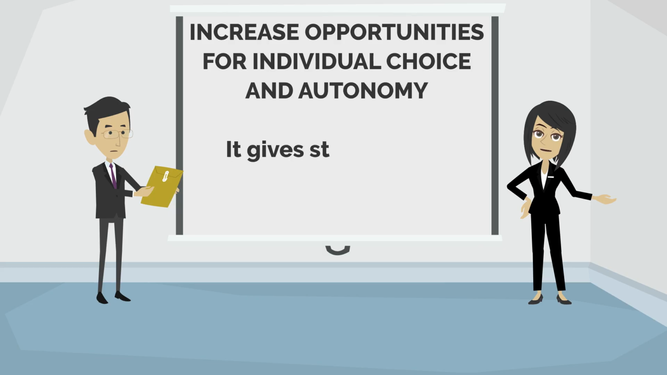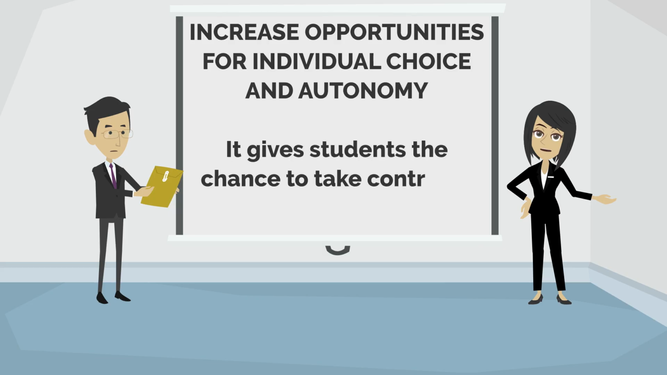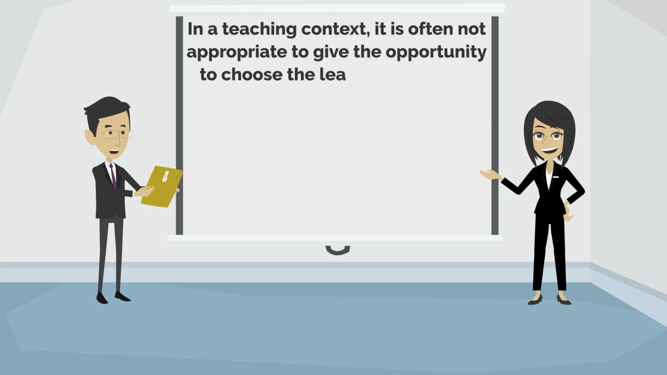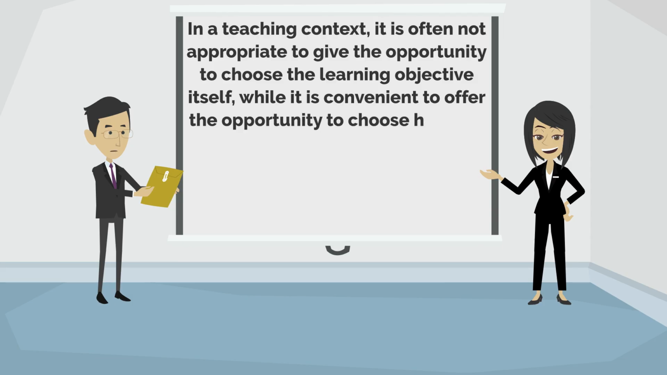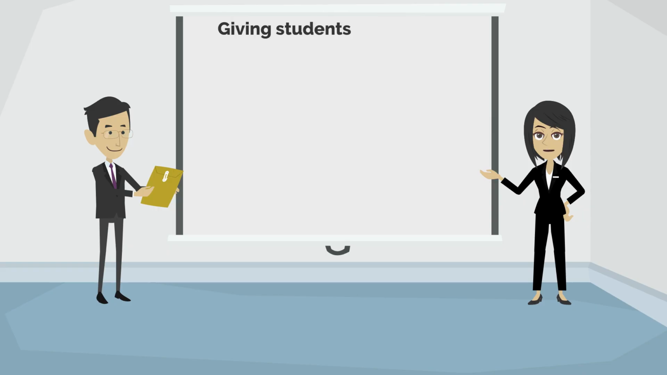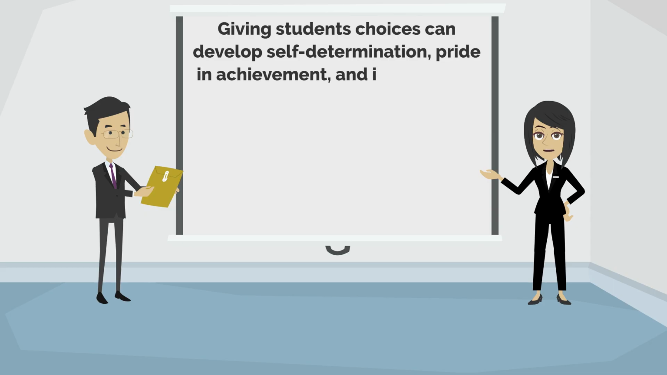Increase opportunities for individual choice and autonomy. It gives students the chance to take control of their learning. In a teaching context, it is often not appropriate to give the opportunity to choose the learning objective itself, while it is convenient to offer the opportunity to choose how this objective can be achieved, the context for its implementation, the tools or supports available, and so on. Giving students choices can develop self-determination, pride in achievement, and increase the degree of involvement in their learning.